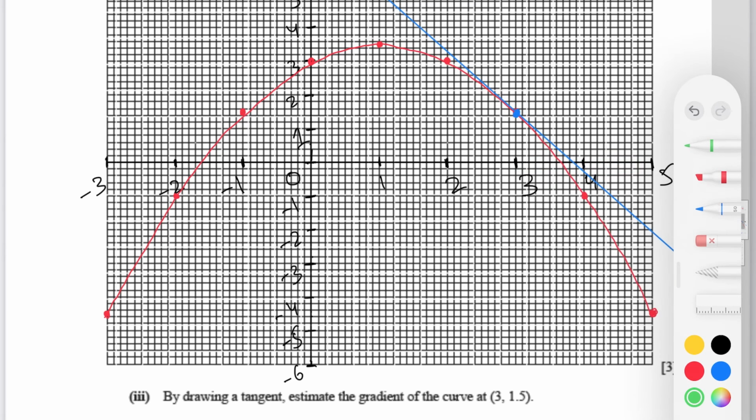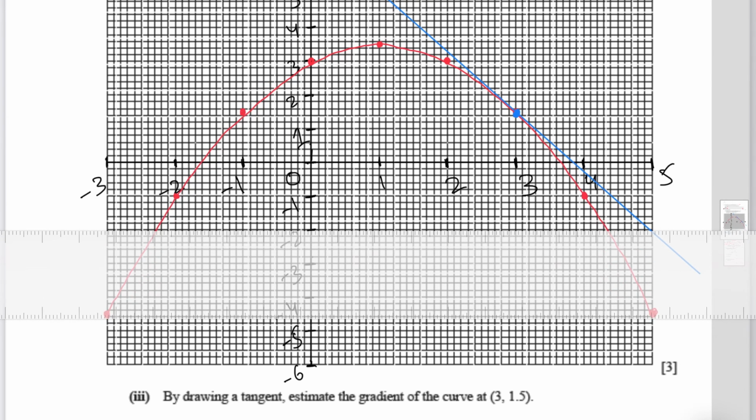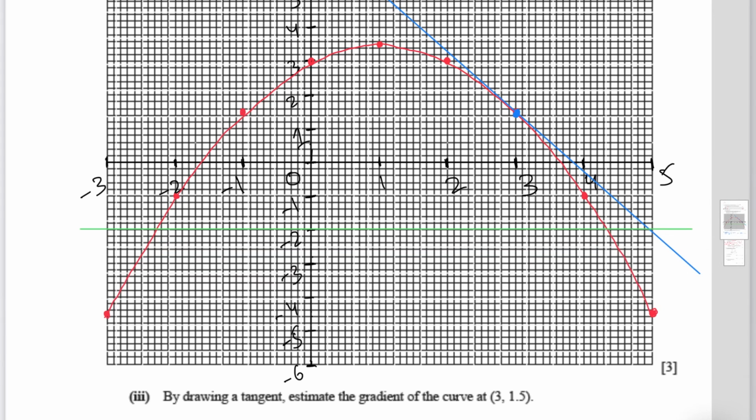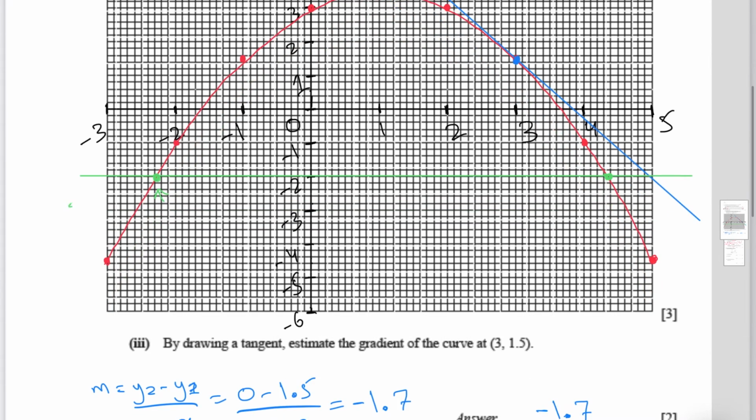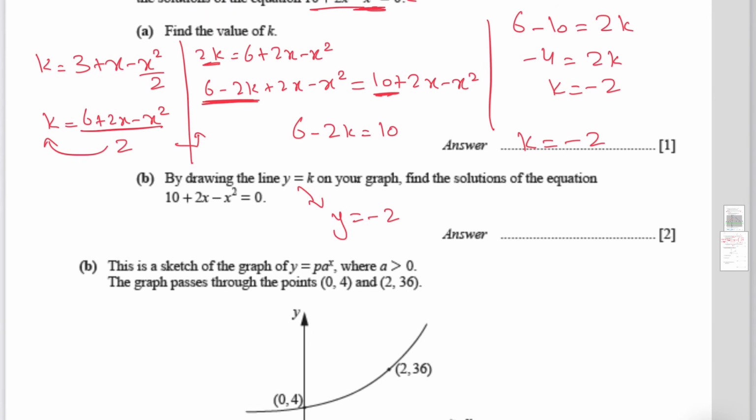And let's take out our scale. We have to draw a line at y equal to negative 2, which is very easy. So we draw a line over here at this point and extend the line. Then we look at these points of intersection, this one over here, this one over here. This line represents y equal to negative 2, and the question says, by drawing the line y equal to k on your graph, find the solutions of the equation 10 plus 2x minus x squared equal to 0.